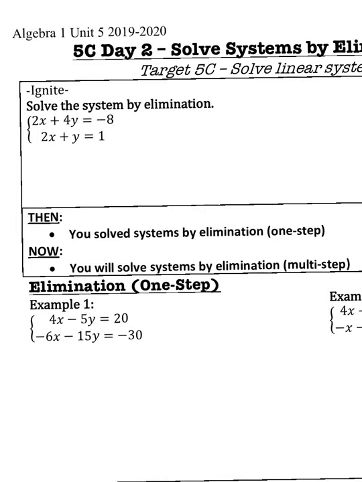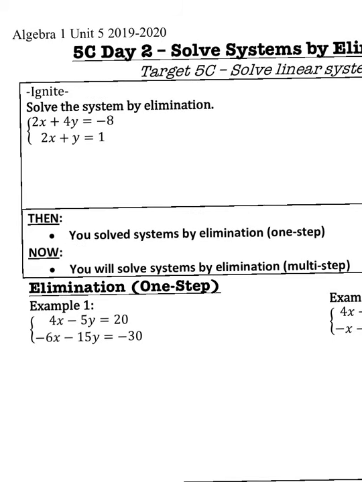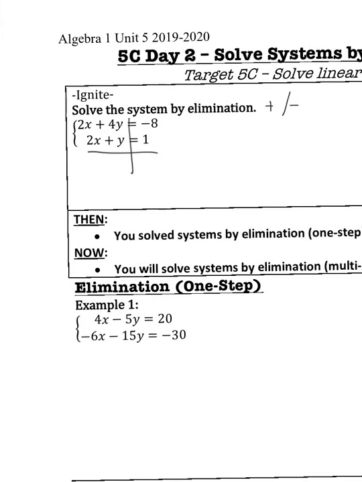So again, you remember we're either adding or subtracting. Looking at this problem here, determining whether I'm going to add or subtract is all about what will eliminate a variable. I notice if I subtract, it will cancel out my x's. Then 4 minus the 1y gives me 3y, and negative 8 minus 1 is negative 9. From here I would divide by 3, and I get a y value of negative 3.